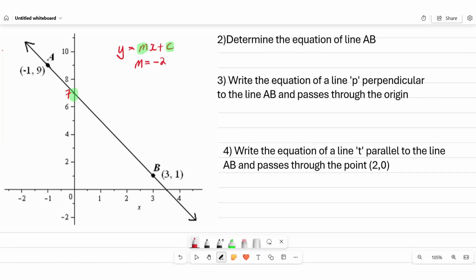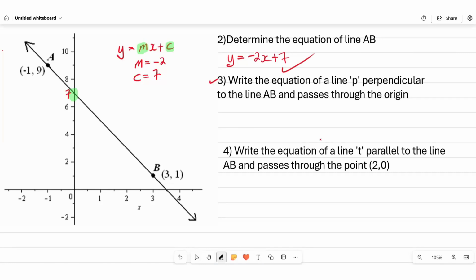And my c value is where the line AB would have crossed the y-axis, and it did cross it at +7. So my c value is 7, which means I could simply write the equation of the line AB. It's going to be y = -2x + 7. So this is the equation for this line AB. All right, now let us go to the third question.